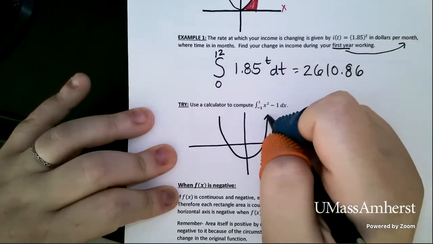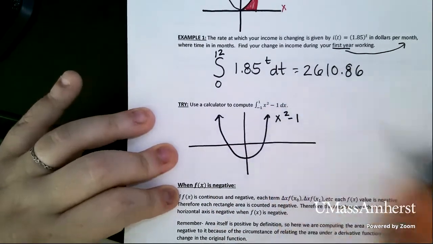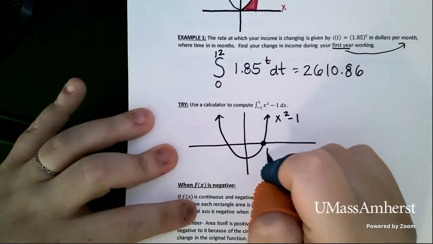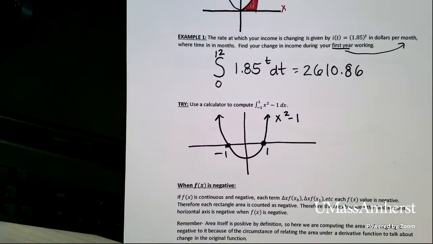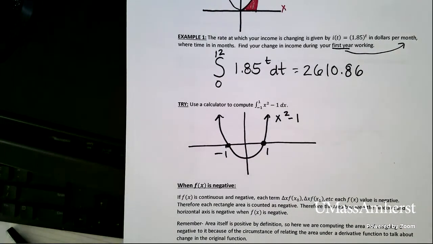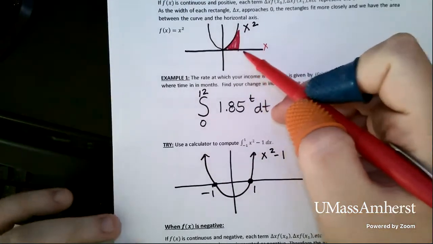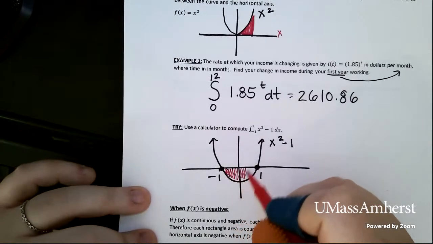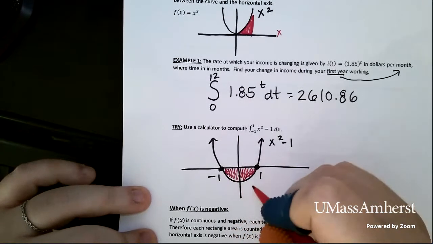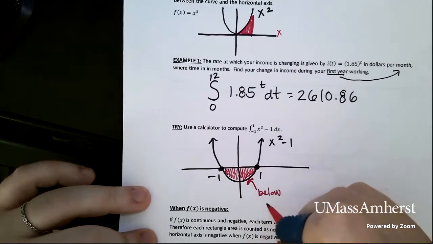Okay, so x squared minus 1 looks like this. And this is the point of 1, and this is the point of -1. So when we talk about the area under the curve, right? So remember from before, we're looking between the curve and the x-axis. What's different here is that this area is below the x-axis.